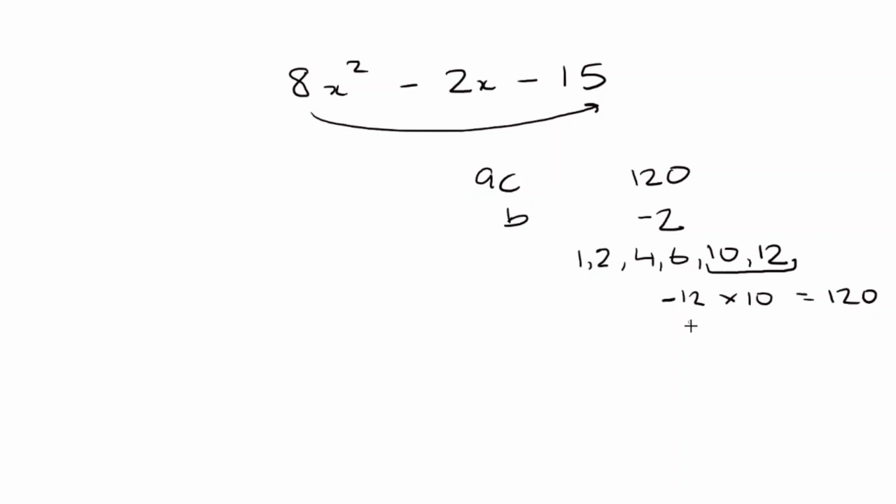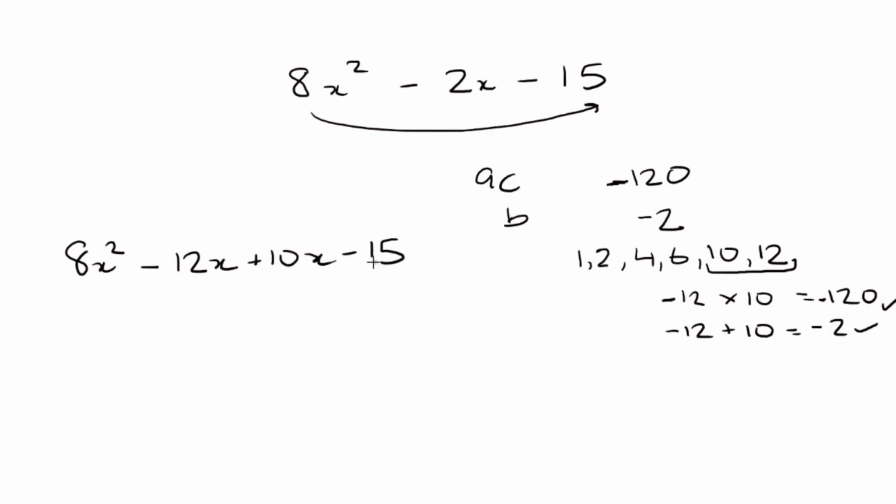So if we do negative 12 times 10, well, that does give negative 120, because once again, we are looking to get negative 120 because there's a negative sign. Negative 12 plus 10 is negative 2. So that meets both of our requirements. So we will now write this as 8x squared minus 12x plus 10x take 15. And then we will group them. So group this side and group this side.